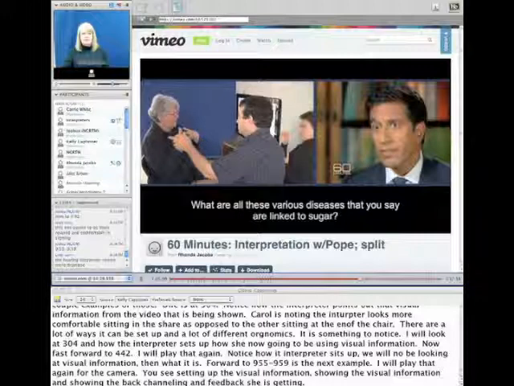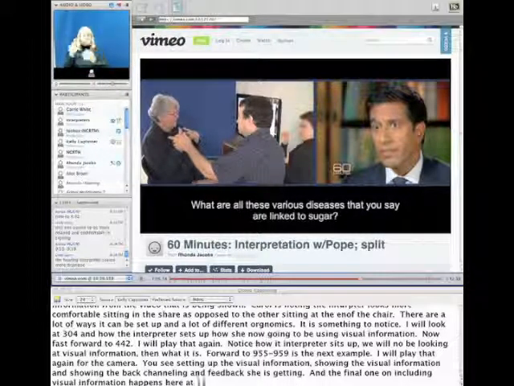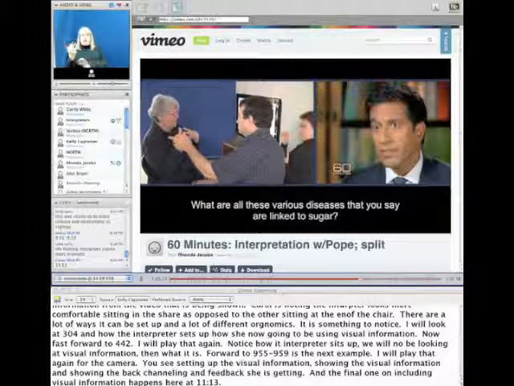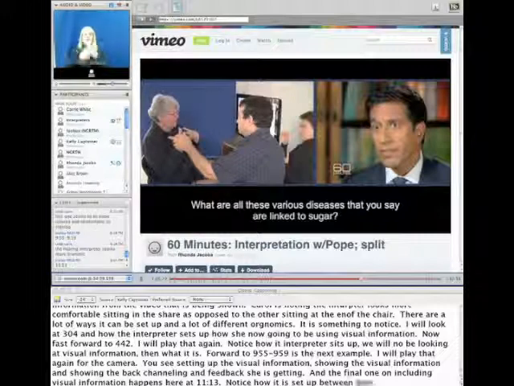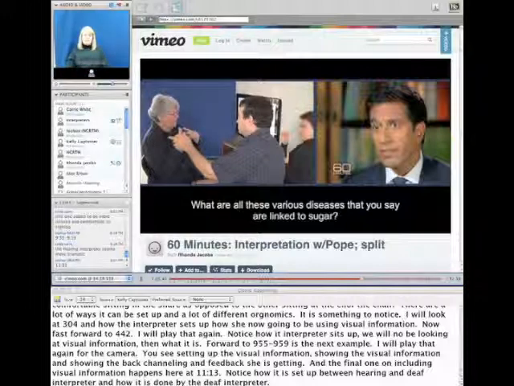And the final one on including visual information here happens at 11:13. Notice how it's set up between the hearing and deaf interpreter, and then how it's done by the deaf interpreter. I'm going to play that one again here.